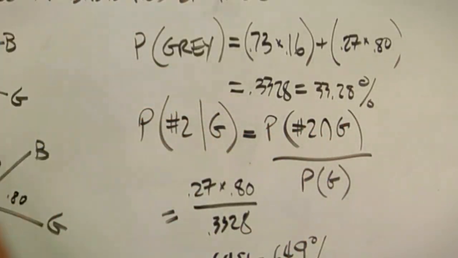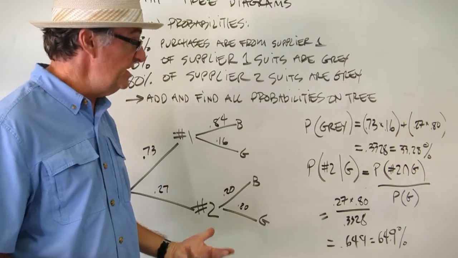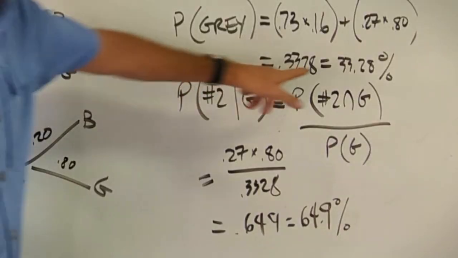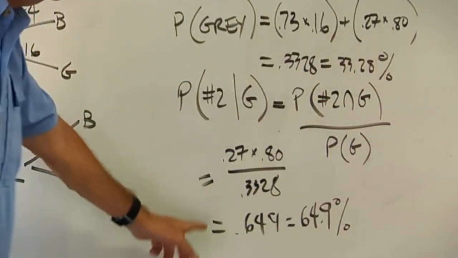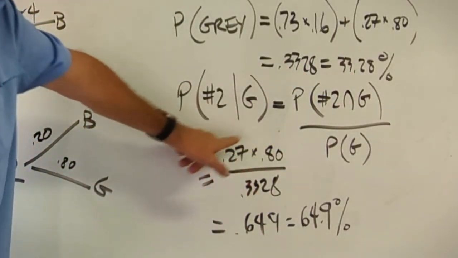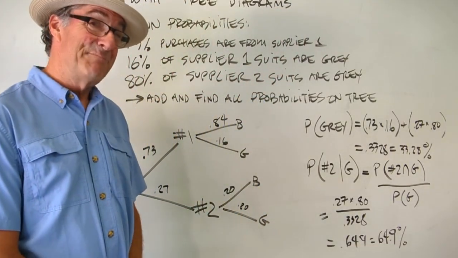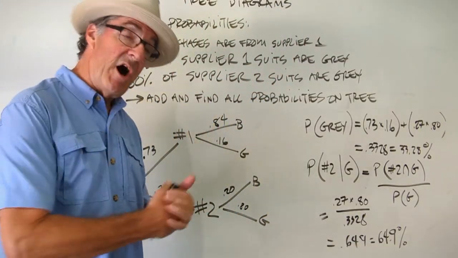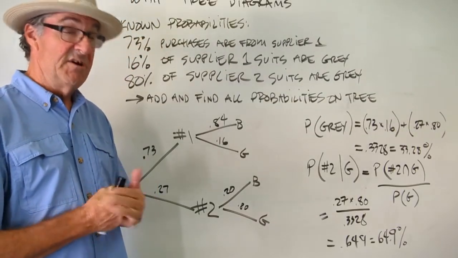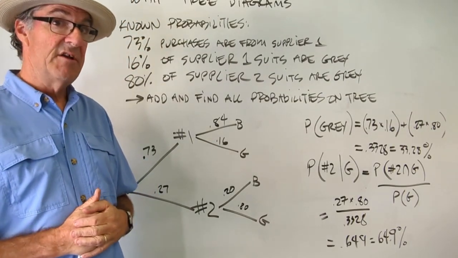The bottom of the fraction is just the overall probability of G, of a gray suit, which we calculated up here. That was 0.3328. So I went ahead and put that on the bottom. I did my math. I got 0.649, or 64.9% chance that he bought it from supplier 2, given that the suit he bought was gray.